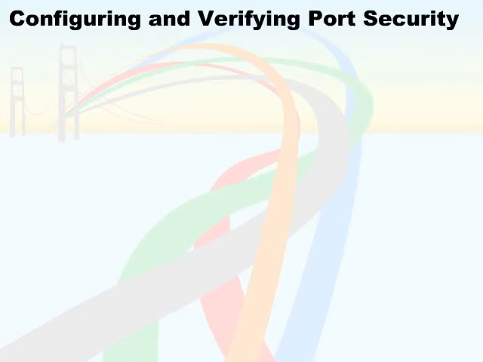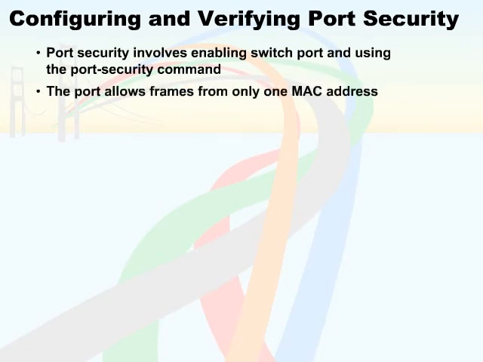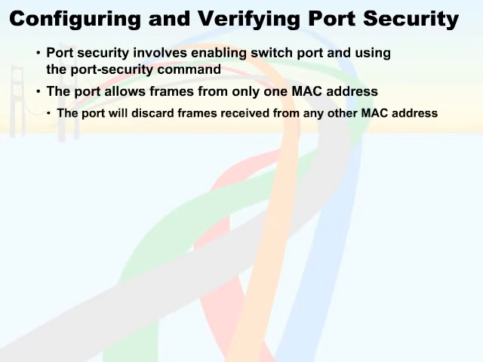Like most things on Cisco routers and switches, configuring port security is relatively easy. At the most basic level, port security involves enabling the switch port and using the port security command. This means that the port allows frames from only one MAC address. The port will discard frames received from any other MAC address.